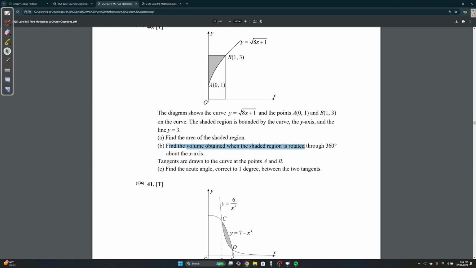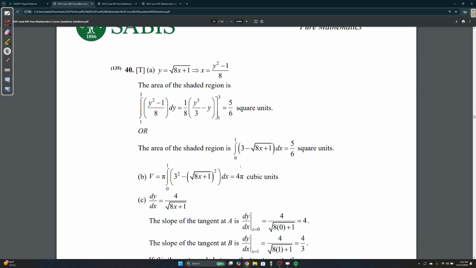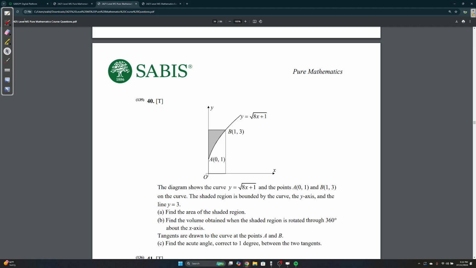Find the volume obtained when the shaded region is rotated through 360 degrees about the x-axis. Okay, we can now find the volume. I'm pretty sure you just do the formula. So we have our bounds, remember, from 1 to 3. And we have our equation in terms of y. It was x is equal to y squared minus 1 over 8, right? It's very easy to just find the volume.